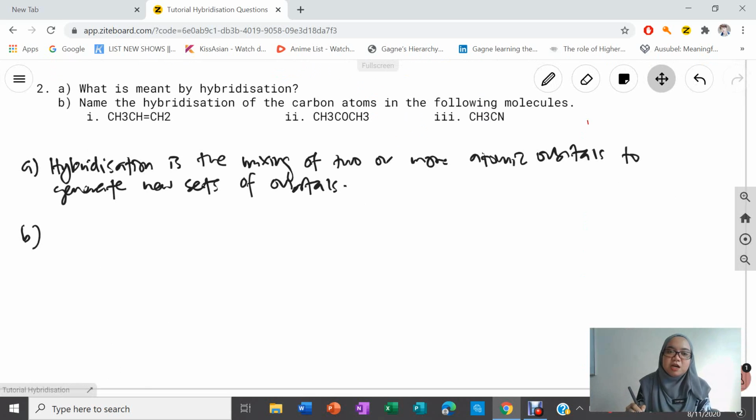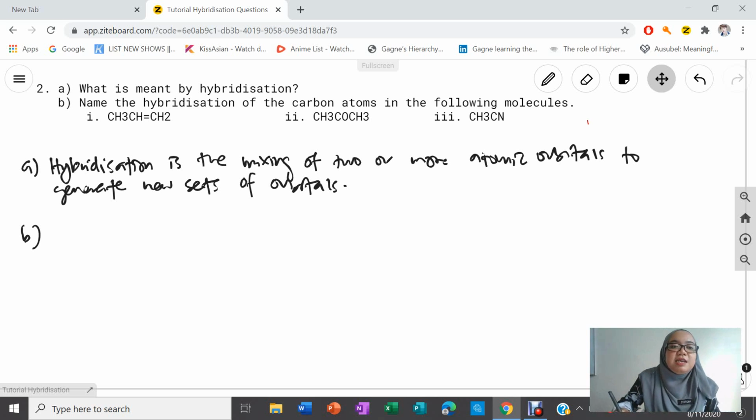Question number 2a asks you what is meant by hybridization. This is also inside your tutorial book, your lecture notes, and also in my notes from the previous tutorial. So just a brief explanation. Hybridization is the mixing of two or more atomic orbitals to generate new sets of orbitals. For example, we have one s orbital mixing with one p orbital. When it mixes, it will form two sp hybridized orbitals. So that is what is meant by hybridization.